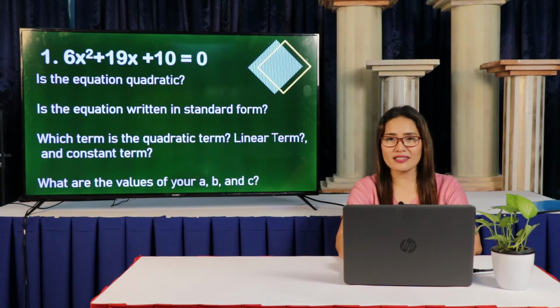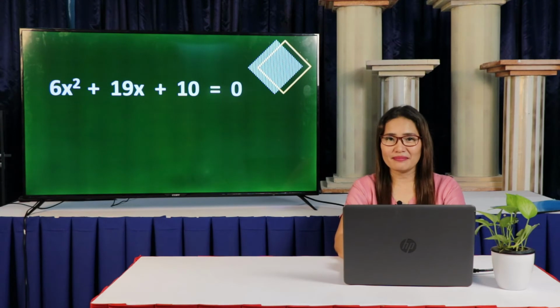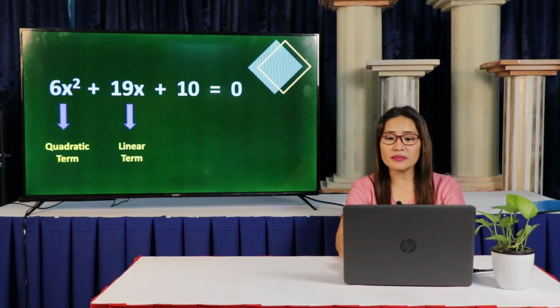You have 5 seconds. What was your answer? Alright, the given equation 6x squared plus 19x plus 10 equals 0 is a quadratic and it is written in standard form. You may ask why? It is because each term is clearly presented in descending order and the highest degree of the exponent is 2. And so, 6x squared is what we call the quadratic term, 19x is what we call the linear term, and 10 is our constant term.